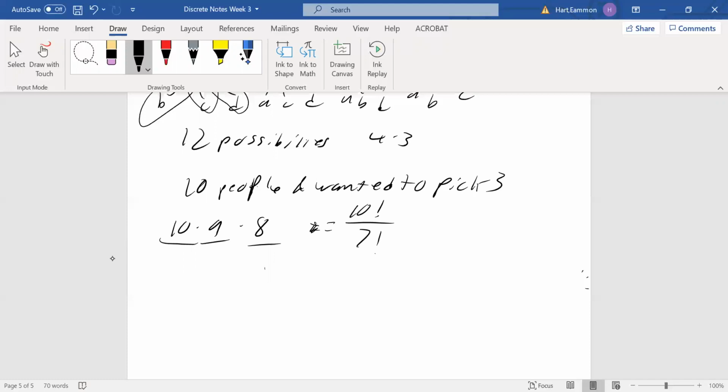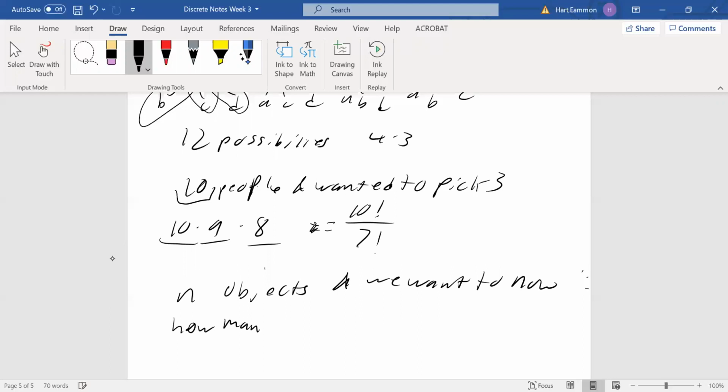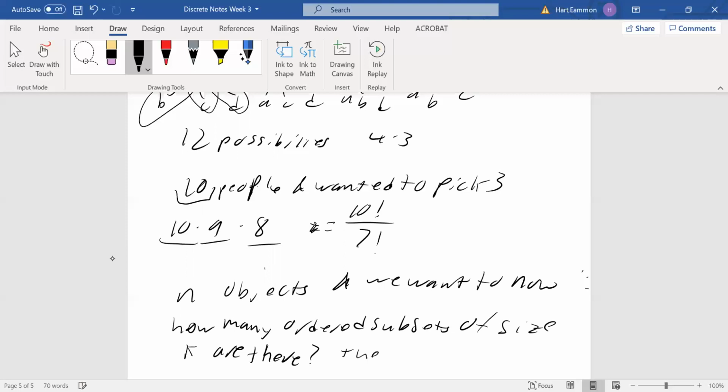And it turns out that that's going to generalize. So if we have n people or n objects, and we want to know how many ordered subsets of size k are there, then it will be n factorial divided by n minus k factorial.